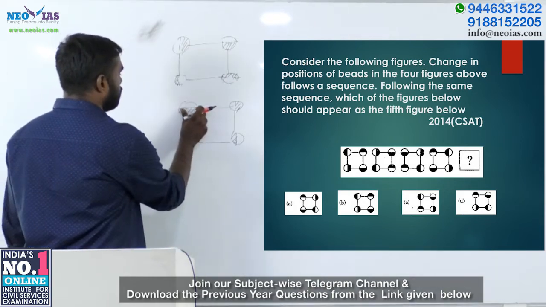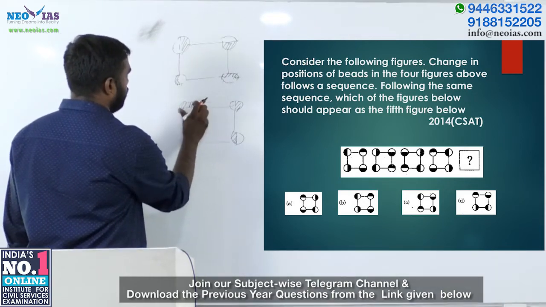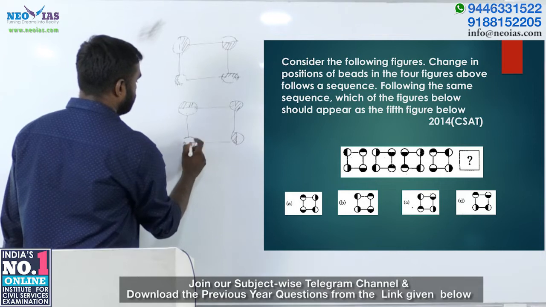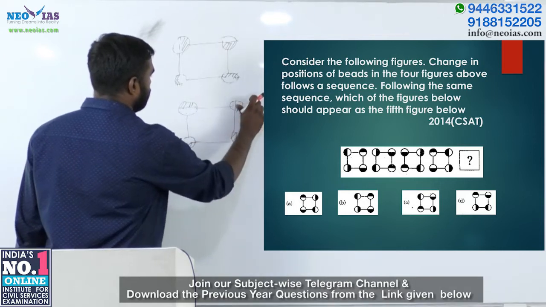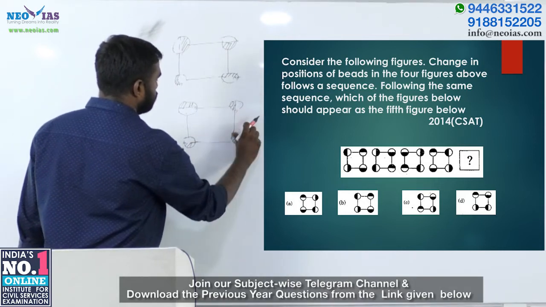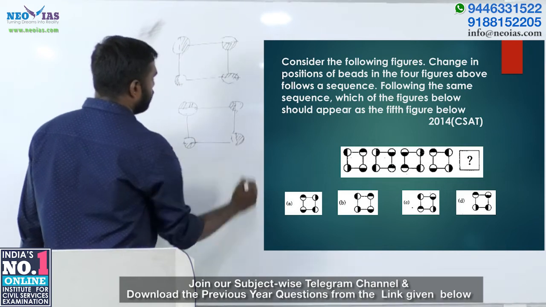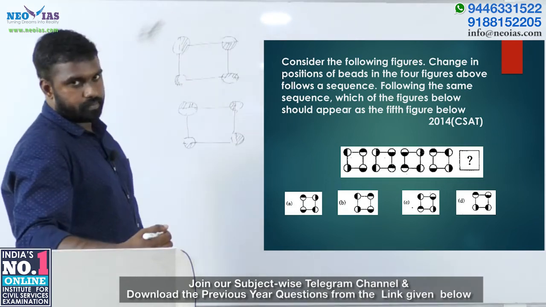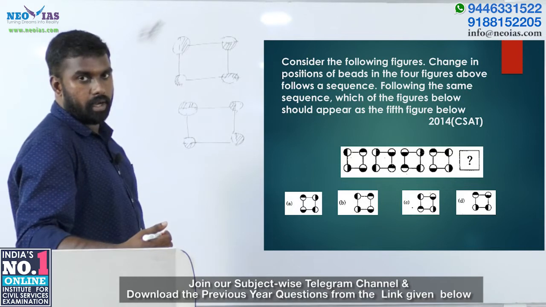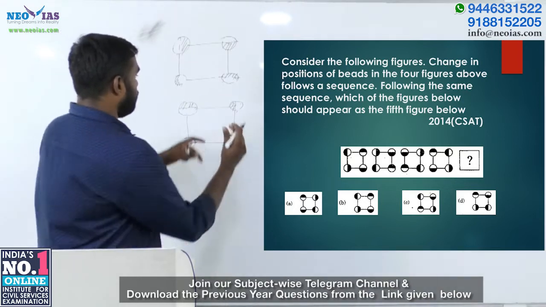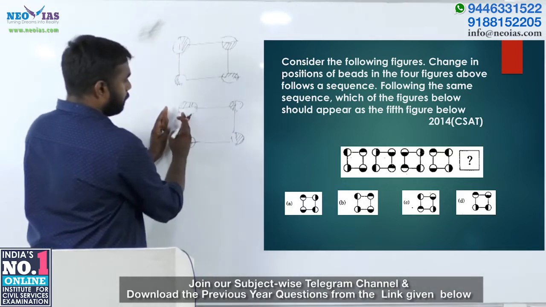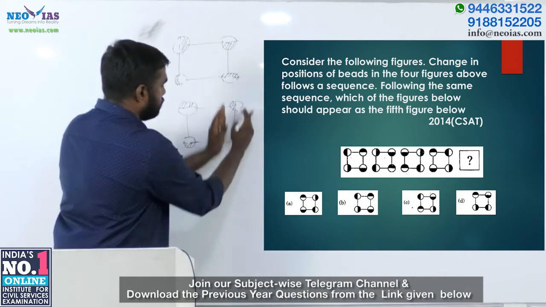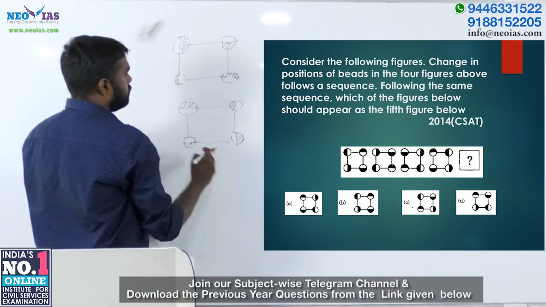And what happens in the fourth? This thing changes to here. This darkened face will change towards here, and this will be darkened in the next one. So that is completed. Then now what happens? This thing will shift towards the left, isn't it? These two beads will be shifted towards the left.